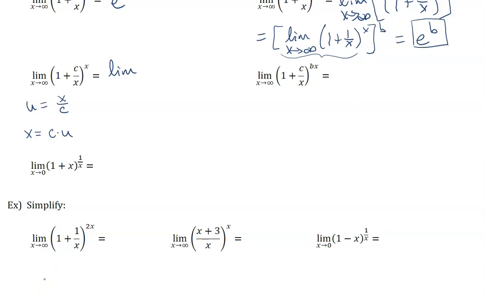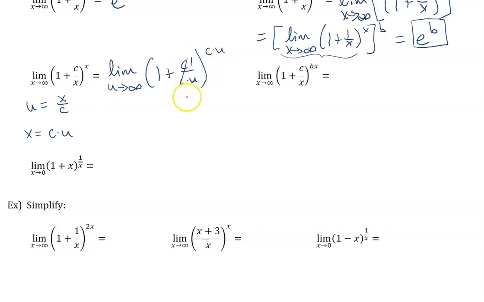Well, if x is approaching infinity, and I take infinity and divide it by some constant, I still approach infinity. So I can say that u is approaching infinity here. And then on the inside, I have 1 plus c divided by, and then x is equal to c times u. So those c's will actually cancel out, and then I just have a 1 left in the numerator. And then raised to the x, which again is c times u.